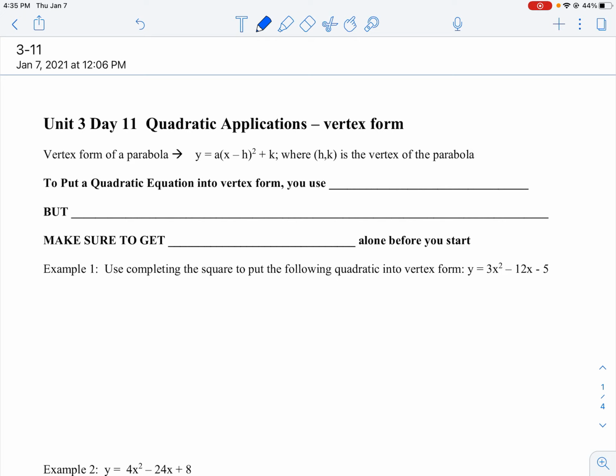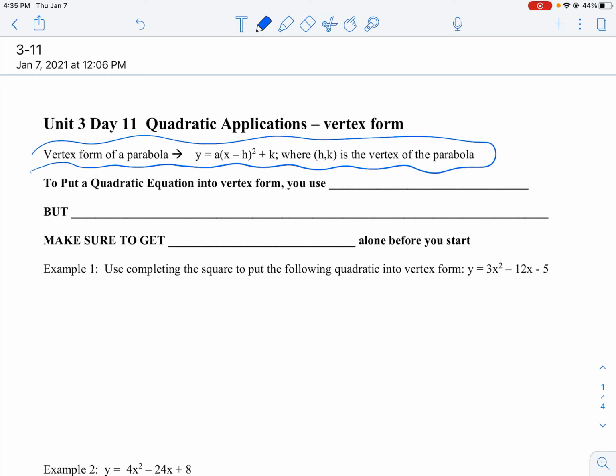Okay, so if you need a quick runner-up on vertex form, maybe jump back to one of your previous homework lessons to reiterate and help you remember what vertex form is. And anyway, vertex form gives you the vertex, right? You got your h and k there, where (h, k) is the vertex of the parabola.